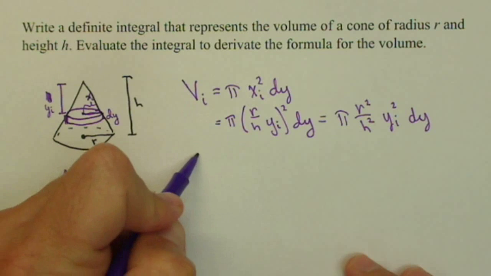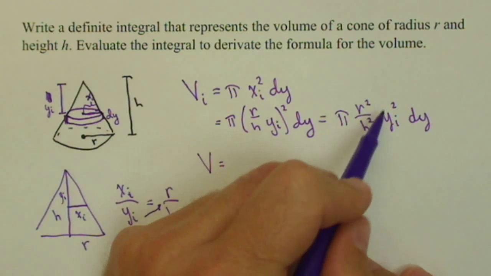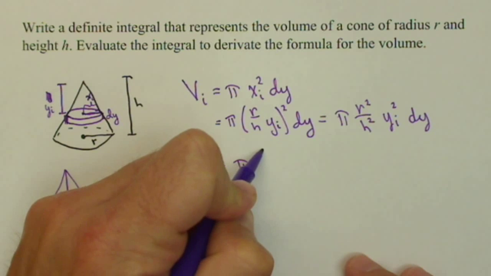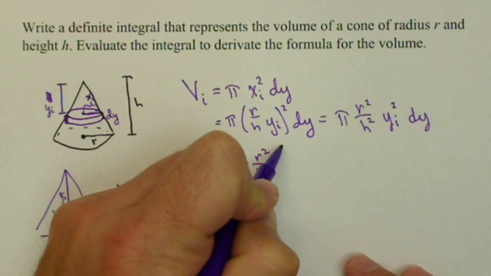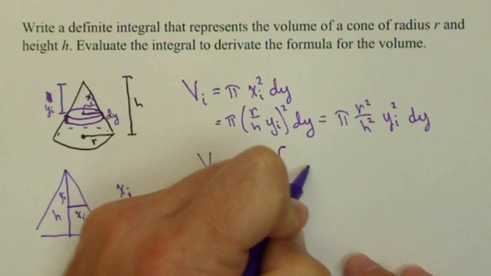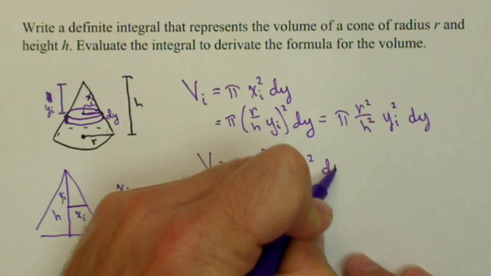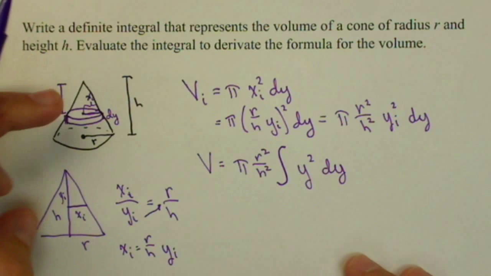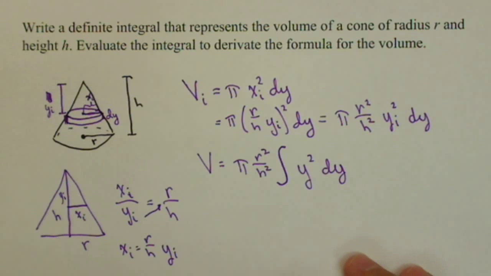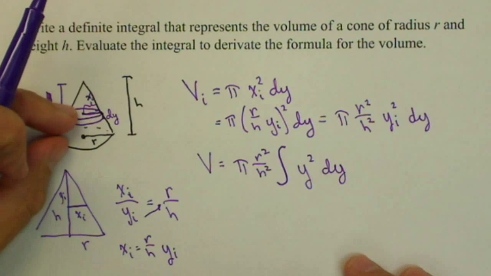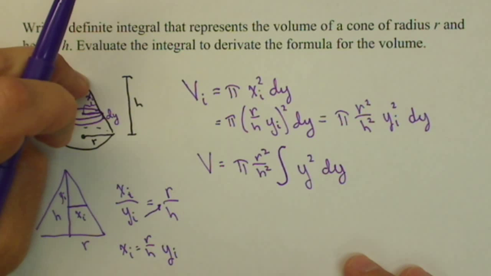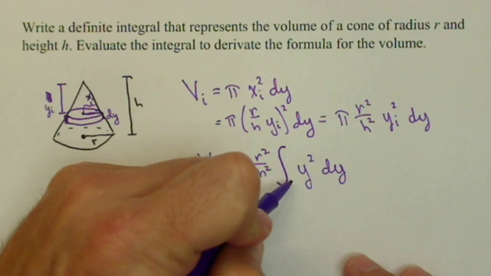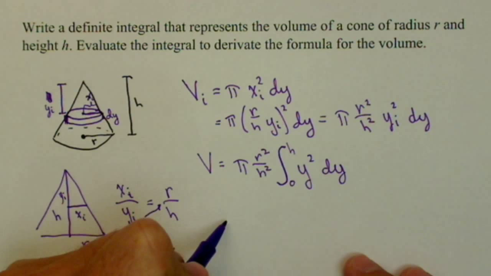And so when I go to write my definite integral for volume, this is all a constant here, so I don't even need to put that in my integral. Pi r squared over h squared. Then to start off my integral, I'm going to have y squared dy. I don't need a sub i here because I'm now in the continuous case. And now let's think about how y will range, whether we're measuring it from the top or from the bottom. If we're at the very top, y is going to be 0. And if we're at the very bottom, y is going to be a maximum value of h. So there are our limits.